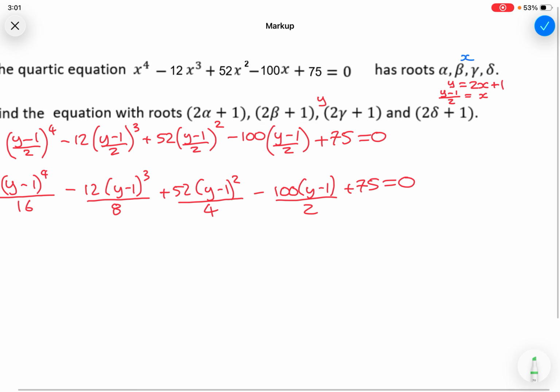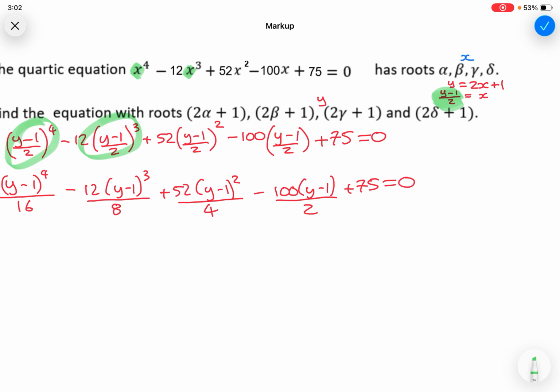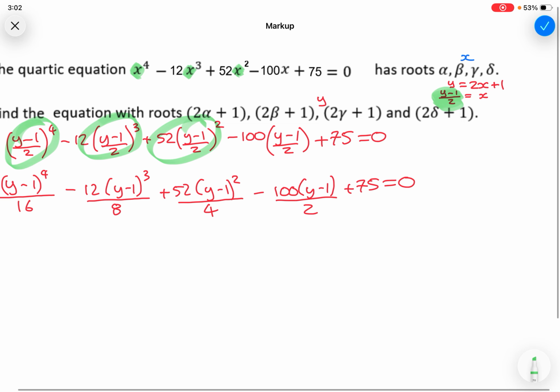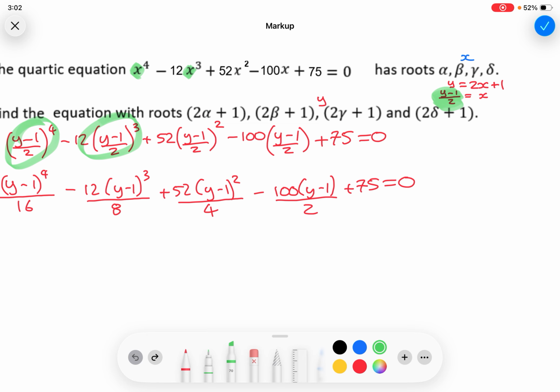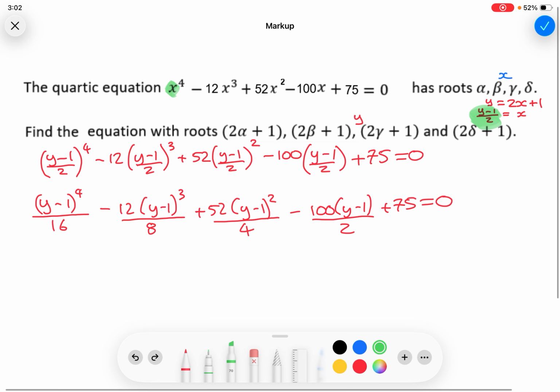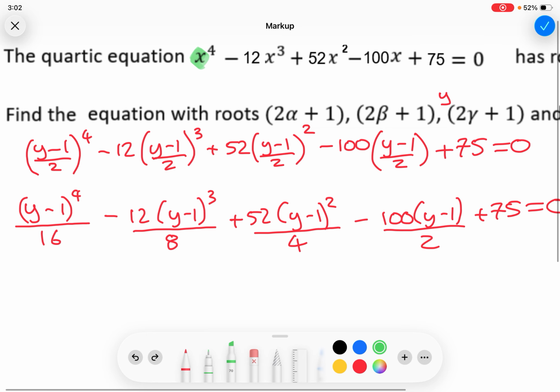Which means that I can now substitute this y minus 1 over 2 instead of the x here, here, here, here. And now we're going to expand these brackets and simplify, and we're going to do it really carefully.